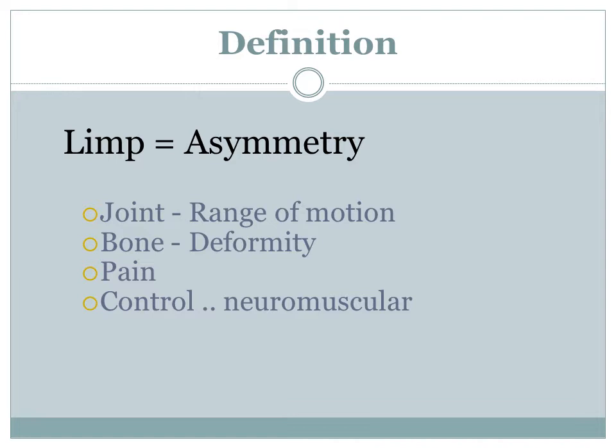Limping in general means asymmetry. Whenever there is asymmetry in one lower limb compared to the other, there will be limping. This can be expressed at the level of the joint by asymmetry in the range of motion on one side compared to the other. At the level of the bone, there will be deformity in one bone and not present on the other side. If there is pain in one lower limb more than the other, or, at the level of the control, in case of neuromuscular disorders where one side is affected more than the other, all of these causes will lead to asymmetry, and accordingly there will be limping.